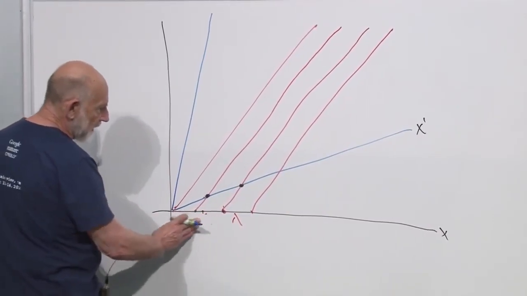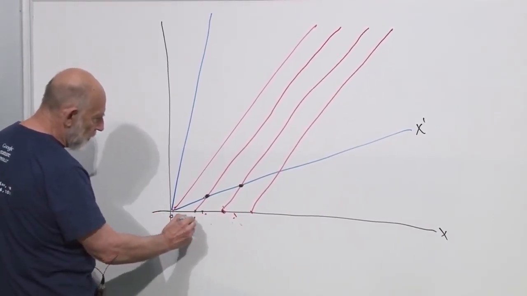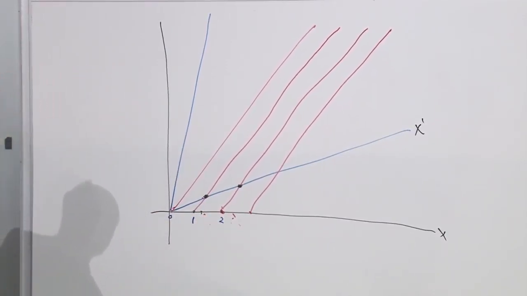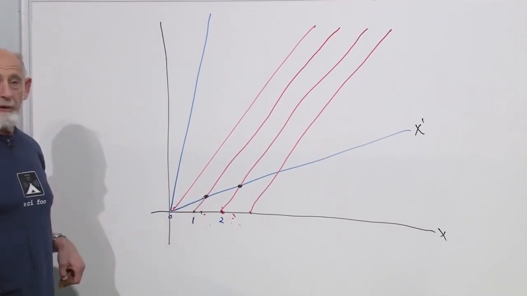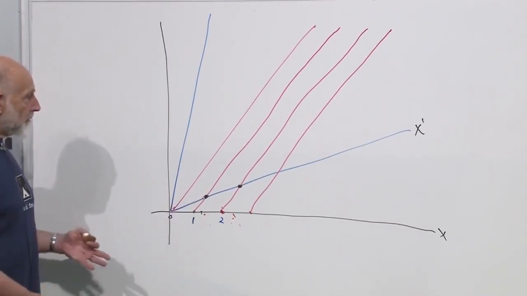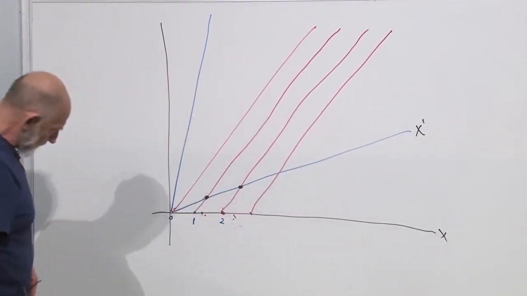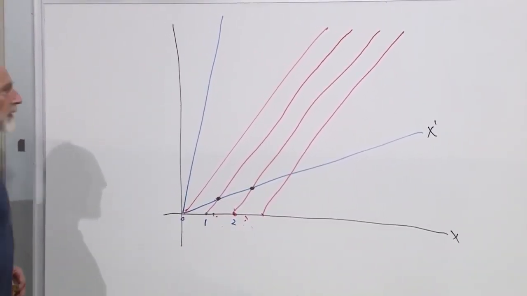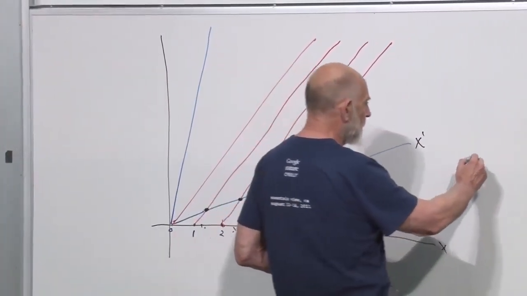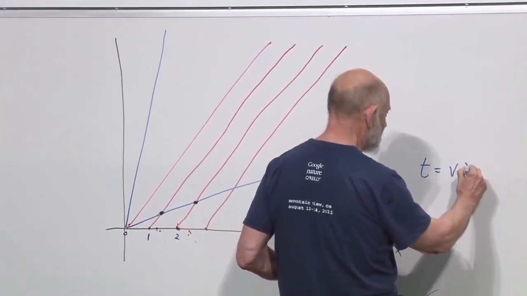Let's make this wavelength 1 just to simplify. So this is 0, this is 1, this is 2, and so forth. All right, now I would like to locate what this point is. It's clearly important for me to locate where that point is. This point is x prime equals 0. That's the same as, which is it? T equals vx. Do you remember that?